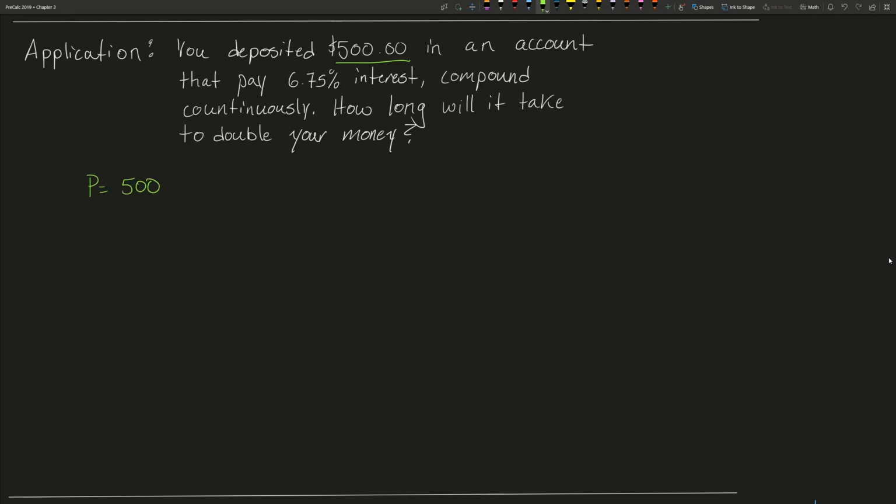And we're doubling our money, so our A will equal 1,000. Our rate is 0.0675, and we're compounding continuously, so we're using A is equal to principal times e to the power of our rate times time. So when we plug all that in, we get 1,000 is equal to 500 e, the natural base, to the power of our rate times time.